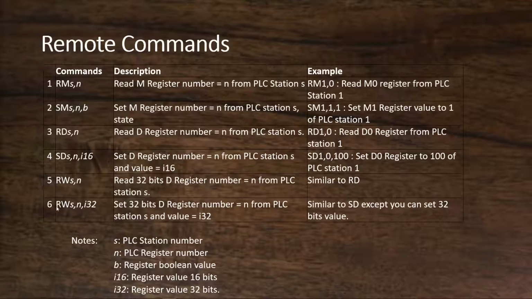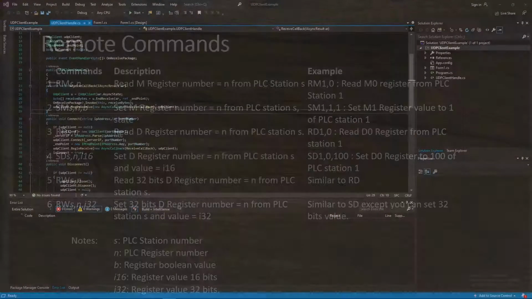The fifth command RW is the command to read the D register in 32 bits. So basically, it will read a pair of D registers. For example, if we send command RW12, the ESP32 will query the D2 and D3 registers and return the 32-bit value of the pair of registers. The last command SW is the command to set the D register in 32 bits. I will use this command later when we work with the stepper motor.